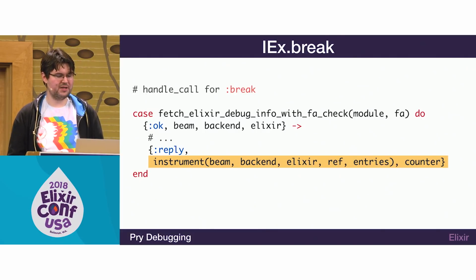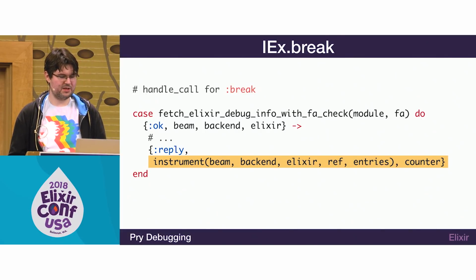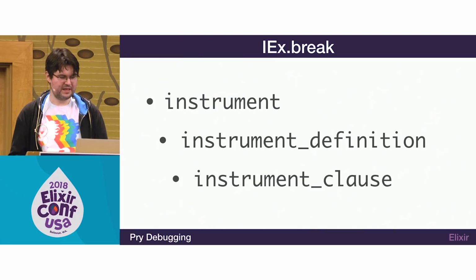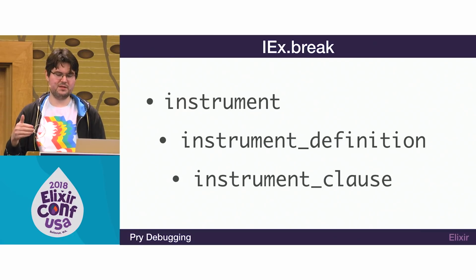IExPry.instrument is called with the output of fetch_elixir_debug_info_with_fa_check. Instrument is structured using the standard recursive tree updates. It's a complicated tree, though, so it's a bunch of function calls instead of a nice, simple put_in or update_in. So it's going to update the module by updating the function definitions in it, and then those function definitions are updated by updating the individual clauses.